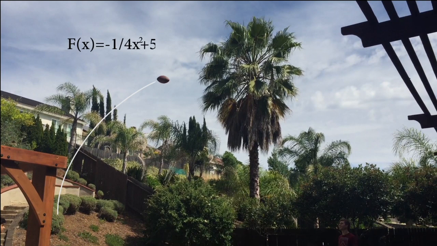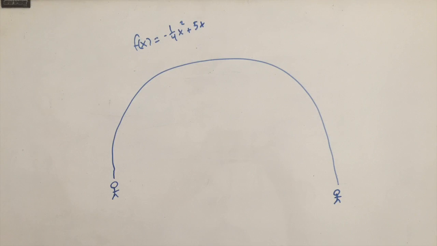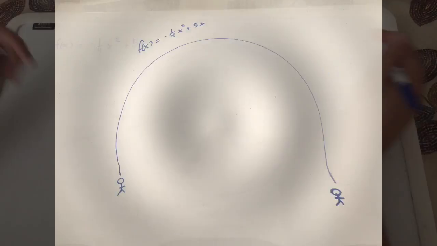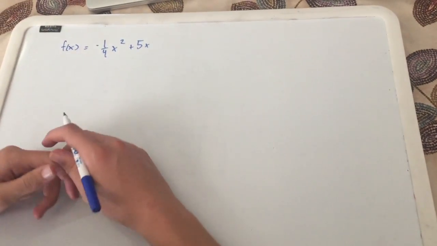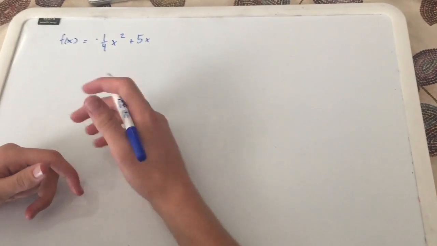For all intents and purposes, we can use the equation negative 1 over 4 x squared plus 5x to represent the football's arc. So the parabola can be modeled by this equation, negative 1 over 4 x squared plus 5x.